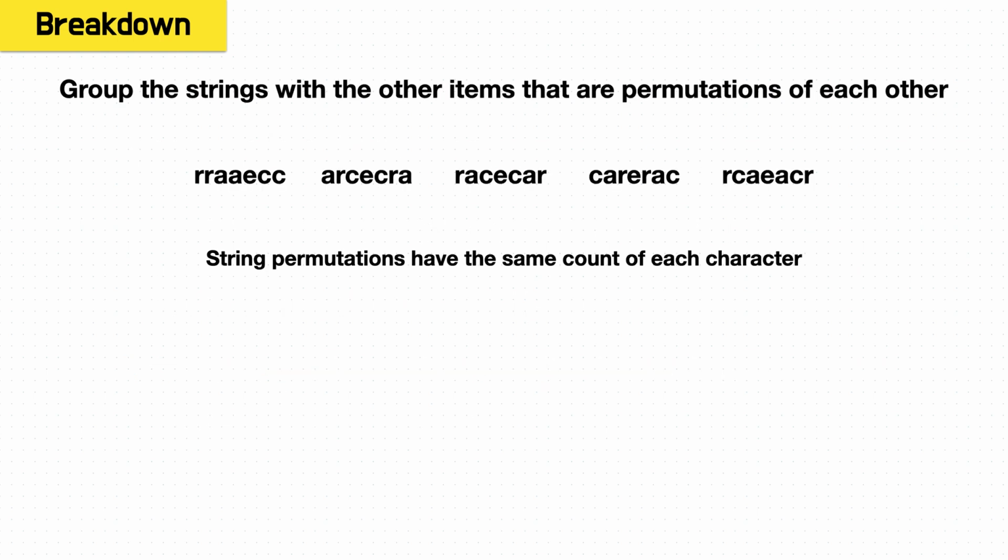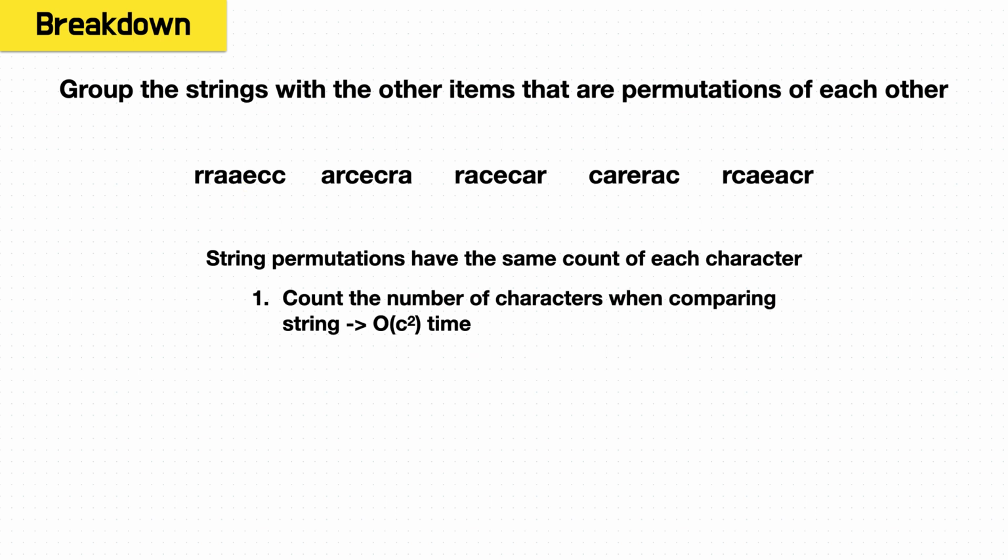So we have all these permutations of race car, and we want to know how we can recognize that they should be grouped together. Well, we were already calculating the count, so then another thought is that we just compare the count each time and can add those strings together. But this is going to be O of C squared to make all these comparisons, because this would require comparing characters in nested loops. So then what if we instead sorted the strings?